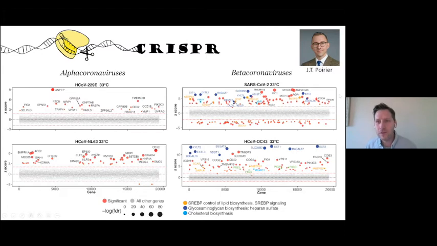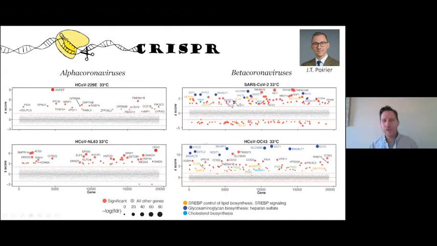Over here on the right are the results from the beta coronavirus screens with SARS-CoV-2 listed on the top and then OC43 on the bottom. We've added some additional coloring here to highlight some pathways that are prominent that popped out. In the orange color, you can see that there's a number of genes that are important in the SREBP control of lipid biosynthesis that were emerging as hits, as well as in the dark blue, genes involved in heparan sulfate biosynthesis. Heparan sulfate is known to be important as a non-specific attachment factor for viruses, so this comes up in a lot of viral screens. And then also genes which are involved in cholesterol biosynthesis.